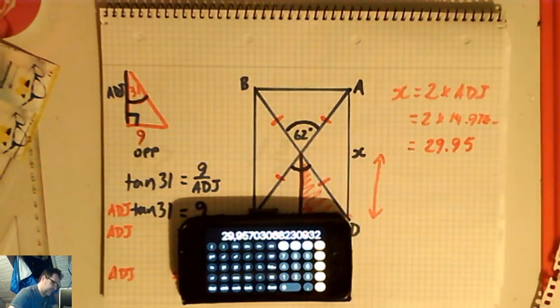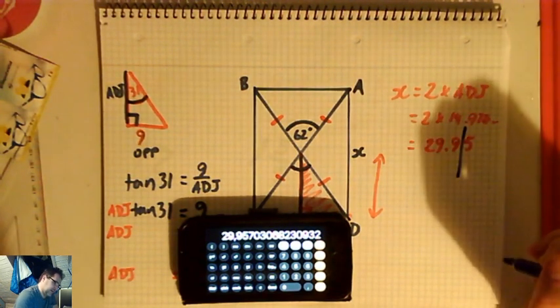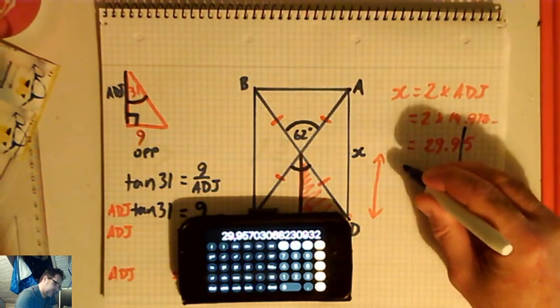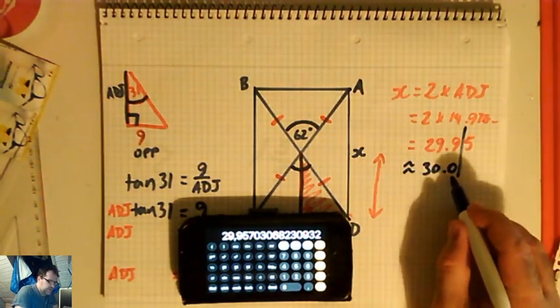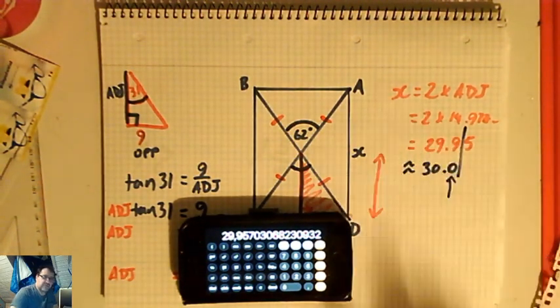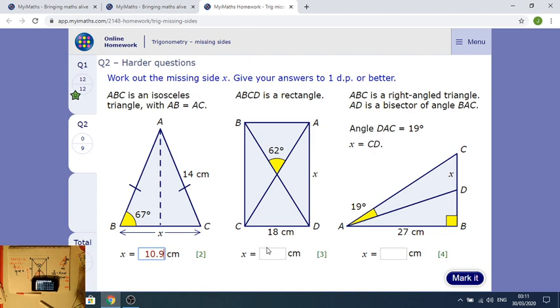29.95. So if I want to round that to one decimal place, I'm cutting it off there, 29.9, and then because that's a 5, it's going to make that round to 30.0, and I'm leaving the 0 in just to express the fact that it has been rounded to one decimal place and not just the nearest whole number. So 30.0 is what I'm going to fill in on iMaths. 30.0, in it goes. And let's have a look at the next question.